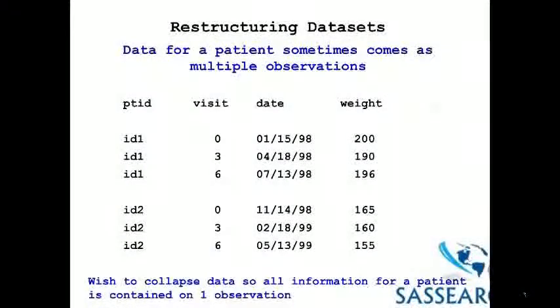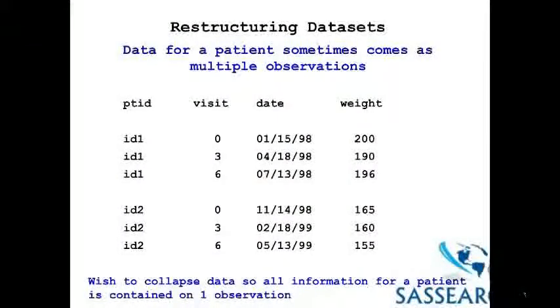So here is an example of some data. Sometimes we need to restructure a SAS dataset to do the analyses we want. In a patient setting, information will often be stored on a patient visit level. That is, each observation represents a visit for a patient. In this example, each patient has 3 observations with a visit code, the date of the visit, and the patient's weight that was recorded at the visit.